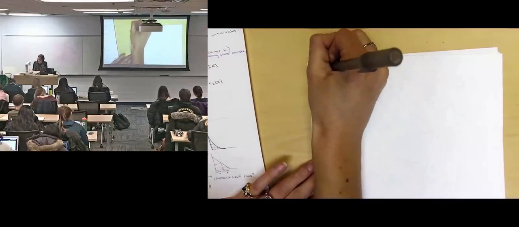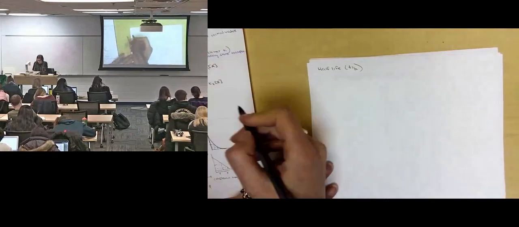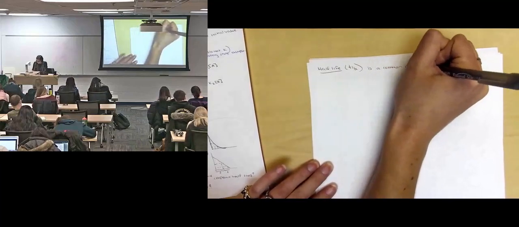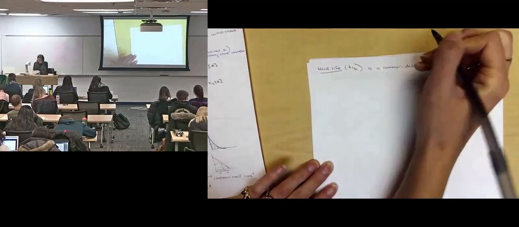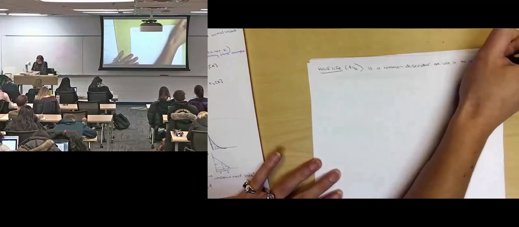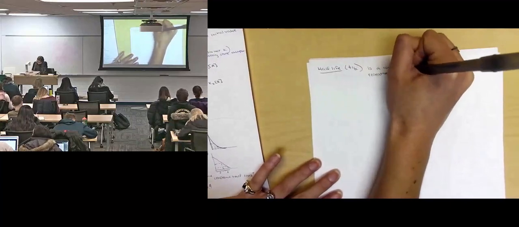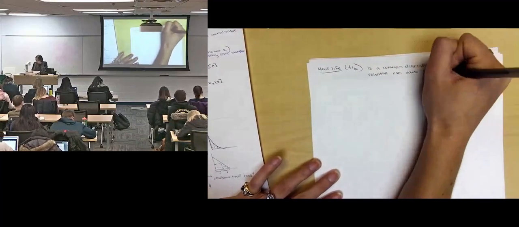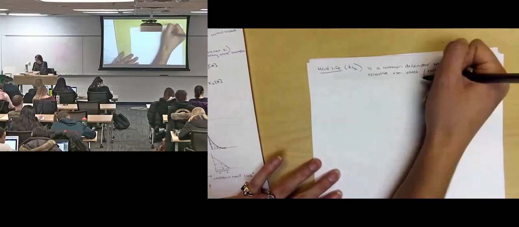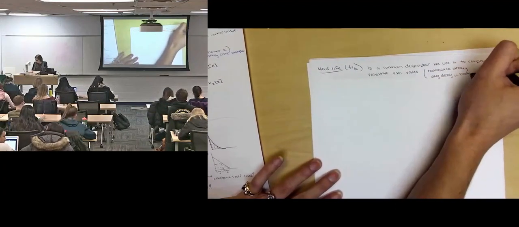So let's talk about half-life really quickly. Often written as T sub 1/2, it's a common descriptor. We like to use it to sort of compare relative reaction rates. Examples are radioactive decay, or also sort of drug decay in the body. Okay.